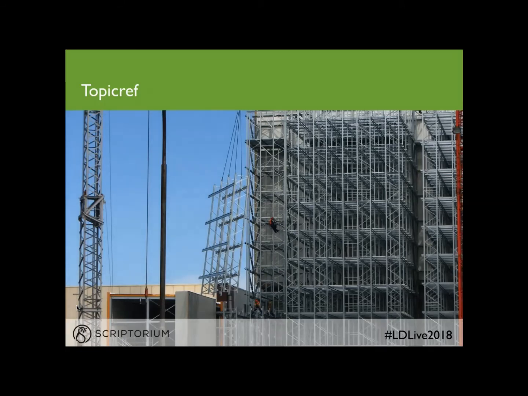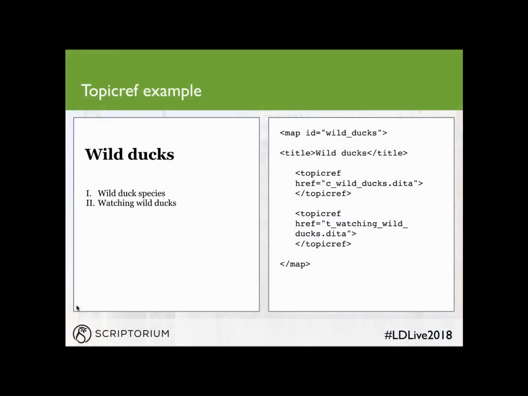So for topic refs, in a map file, you use this to define or provide that link to a specific topic that you want to include in your map. And you can put topic refs in order in your map to indicate the sequence in which you want to present those topics. So here's an example where we have a map that's, again, very simple, and we're going to call this map Wild Ducks.